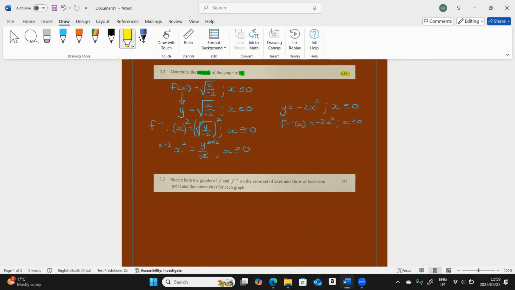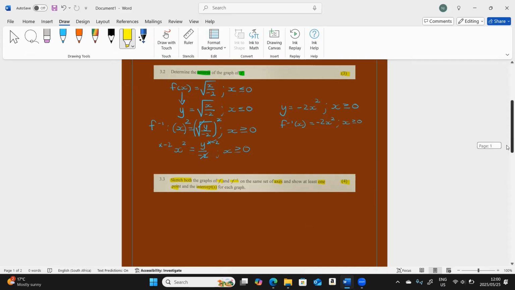Okay, now we are moving on to 3.3. They want us to sketch both the graphs of f, my original function, and my inverse, which is my parabola, on the same set of axes, and show at least one point and the intercepts of each graph for 4 marks. Okay, so I would also make this one yellow, because there were certain things that you had to study, or actually use your math logic, to be able to draw this properly.